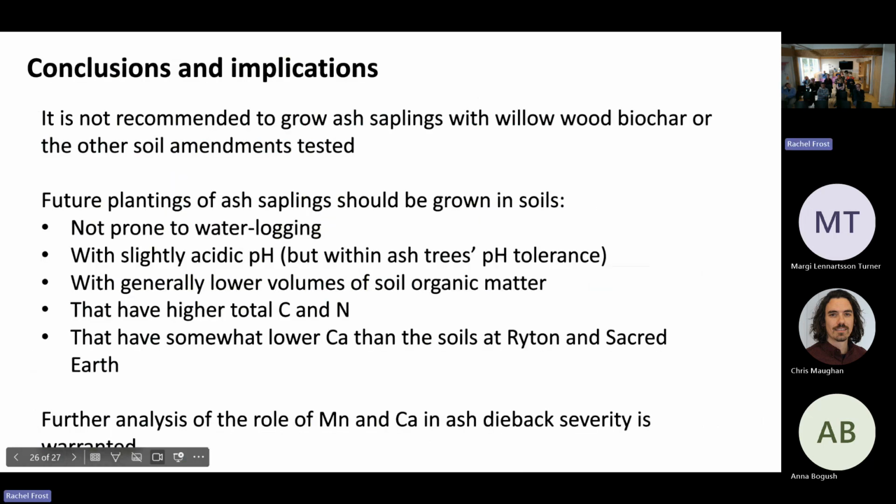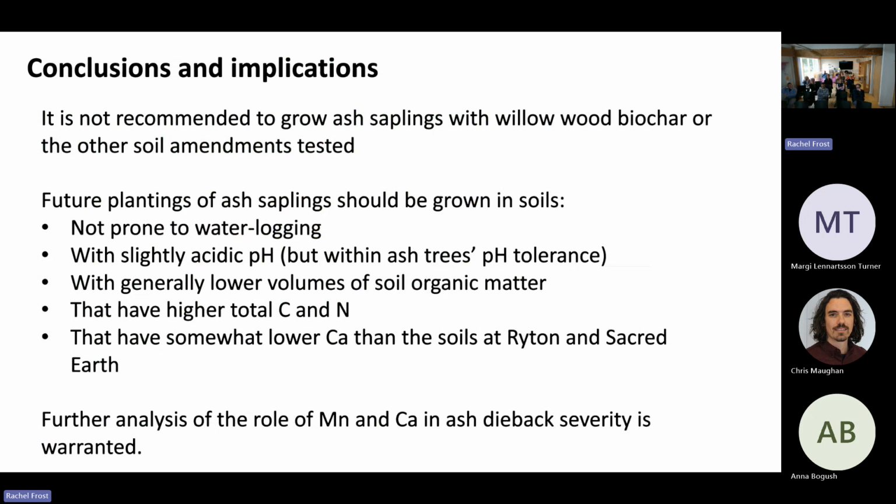So, in conclusion, and in terms of the implications of my PhD, I would not recommend growing ash saplings with willow wood biochar or the other soil amendments. I think the increased soil organic matter from compost is probably detrimental to the ash tree and gives it more dieback. So I wouldn't suggest we use biochar to remediate ash dieback. Potentially other biochars may be useful, but not willow woodchip.